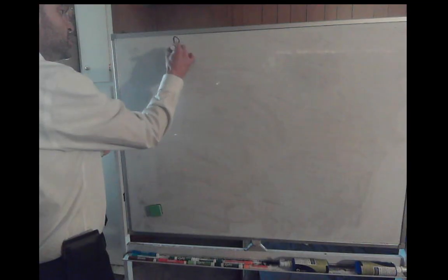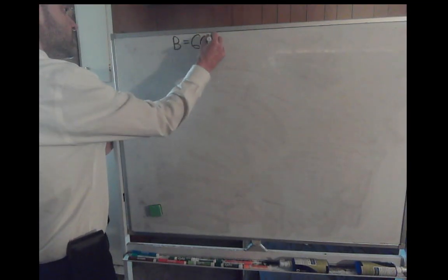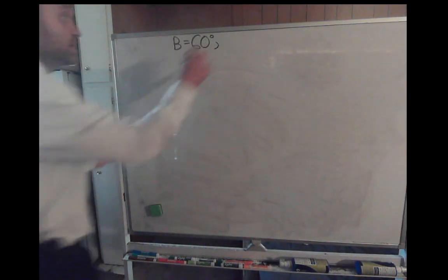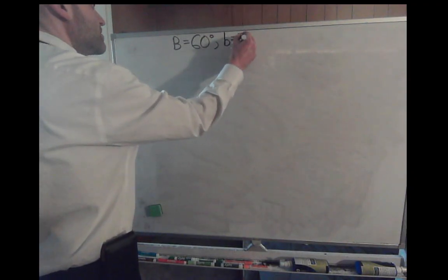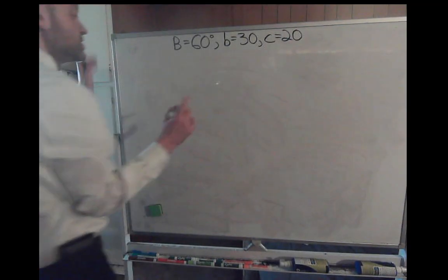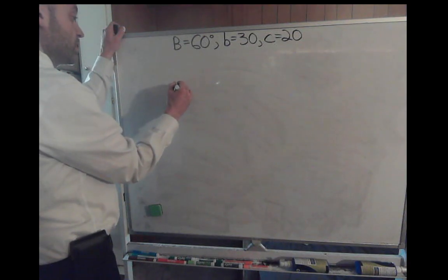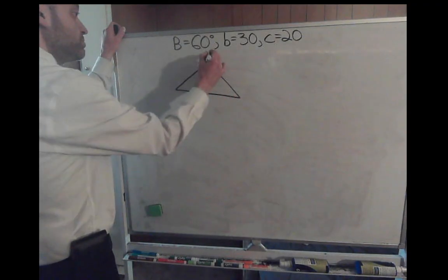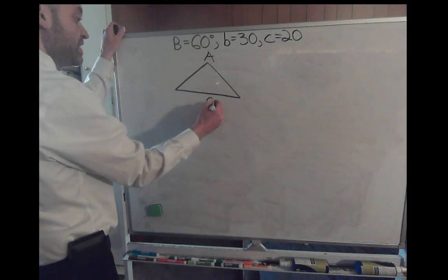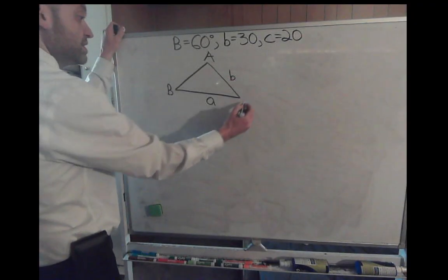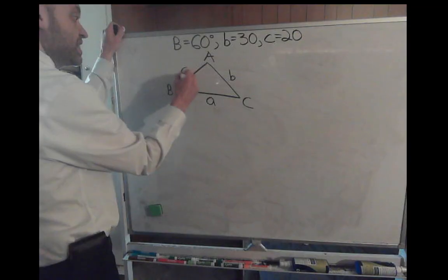Let's see here. We have that angle B is equal to 60 degrees. Side B equals 30. Side C equals 20. So let's set up our triangle here. This will be angle A, which would mean this is side A. This would be angle B, which would mean this is side B. This will be angle C, which would mean this is side C.